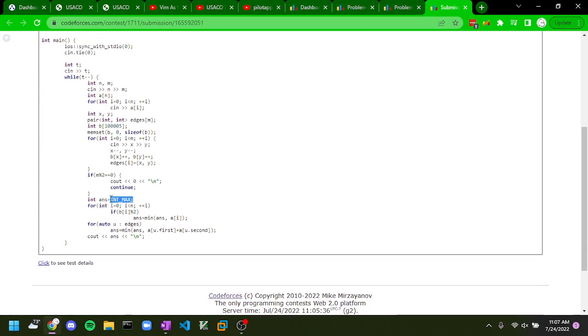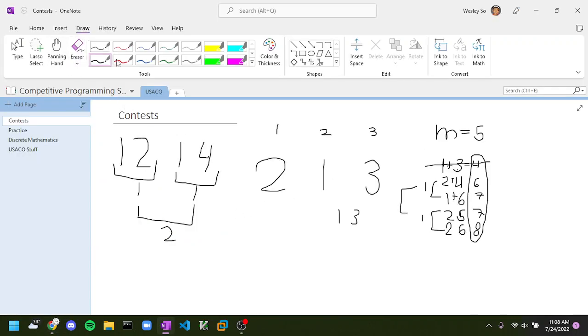And I set answer to the maximum because I want to find the minimum. If I set it to anything too low, you'll get the wrong answer. So I have to set it to the highest maximum integer. And then for each element in the degree counter, I check if that's the minimum. So I check that degree counter, and if that element has an odd degree, then I make the answer the minimum of that and that number. Essentially, let me draw it out for you again.